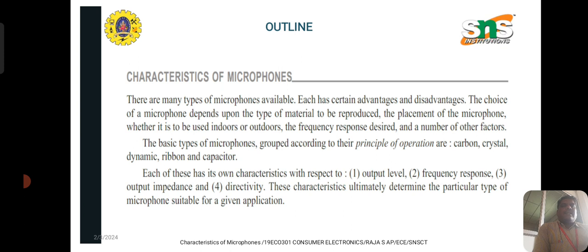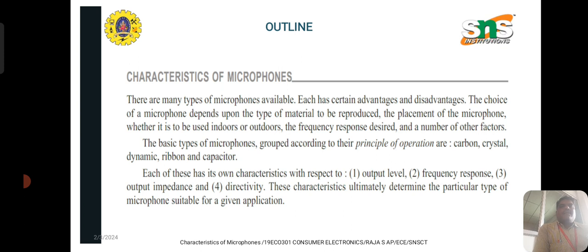These characteristics ultimately determine the particular type of microphone suitable for a given application. For example, a microphone can be used inside the classroom, or a microphone can be used for a large group of people meeting conducted at the open auditorium. So both these environments are different, but the microphones are common. So how are these characteristics varied?